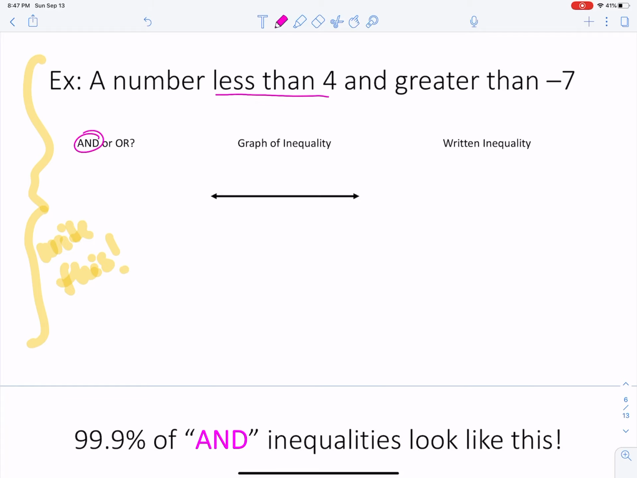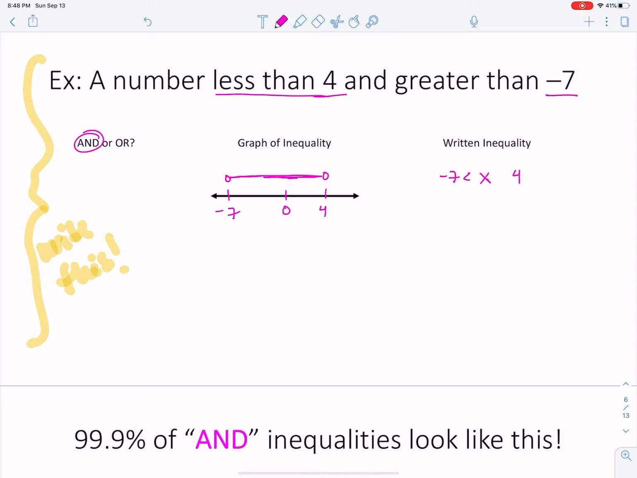So I'm going to go ahead and put 0, 4, and -7 because I know that I'm dealing with those numbers. A number less than 4, so I'm going to put an open circle here, and I know I'm going to go this way a little bit. And greater than, open circle, -7. Now I can fill that line in right there, and you can write your inequality by putting your variable in the middle and your two numbers.